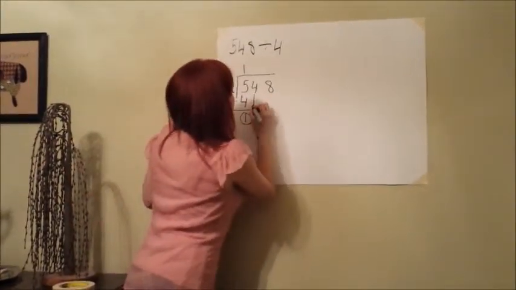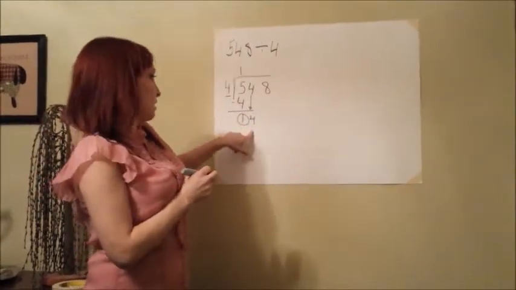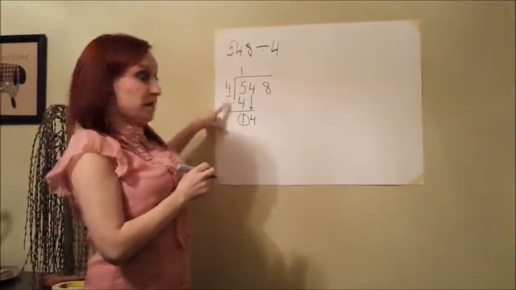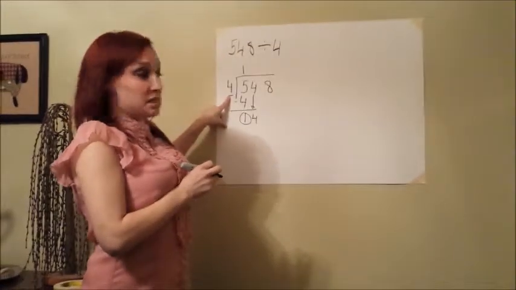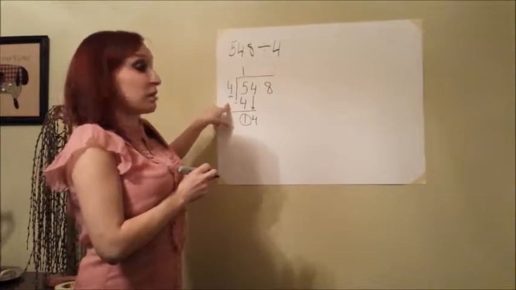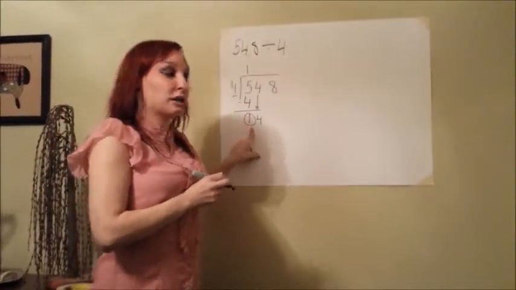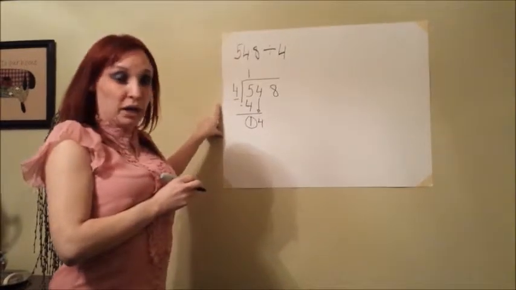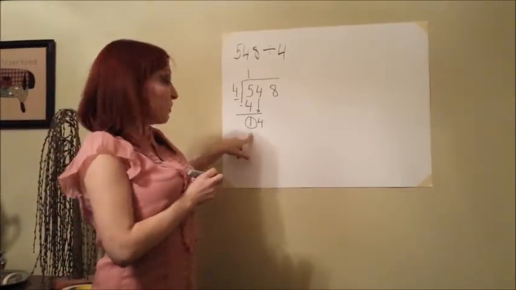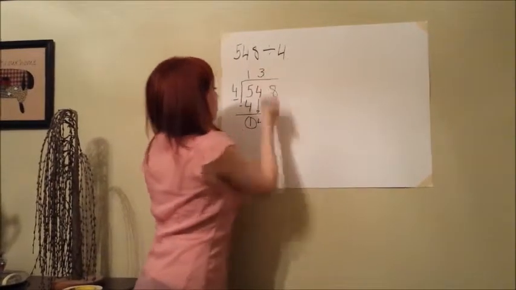And the next step is to bring down the very next number. Now we have 14. So we're going to say 14 divided by 4. And what is that? So we go back to our multiplication facts. And we know that 4 times 4 is 16. Well, 16 is bigger than 14, so that's no good. So we need to go to one right below it. 4 times 3 is 12. 12 is smaller than 14, so we're going to put a 3 right here.